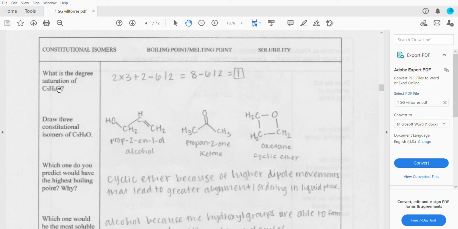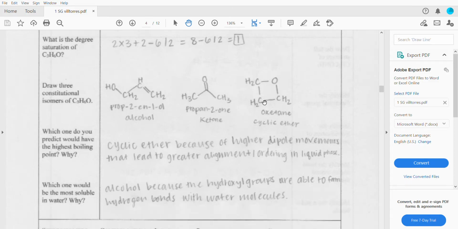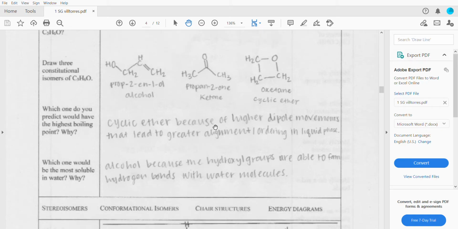For C3H8O, you can calculate the degrees of unsaturation: multiply 2 times 3 plus 2 minus 8, divided by 2, which gives you 0. There are 3 constitutional isomers: alcohol, ketone, and cyclic ether. For C3H6O, we need to find out which one has a higher boiling point and why. Cyclic ether has a higher dipole moment, and that leads to greater alignment and ordering in the liquid phase. And alcohol forms hydrogen bonds with water molecules.